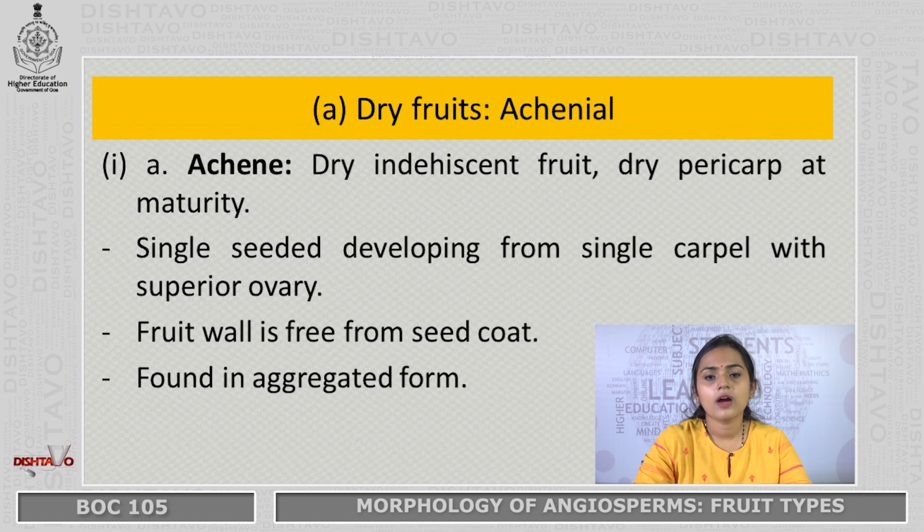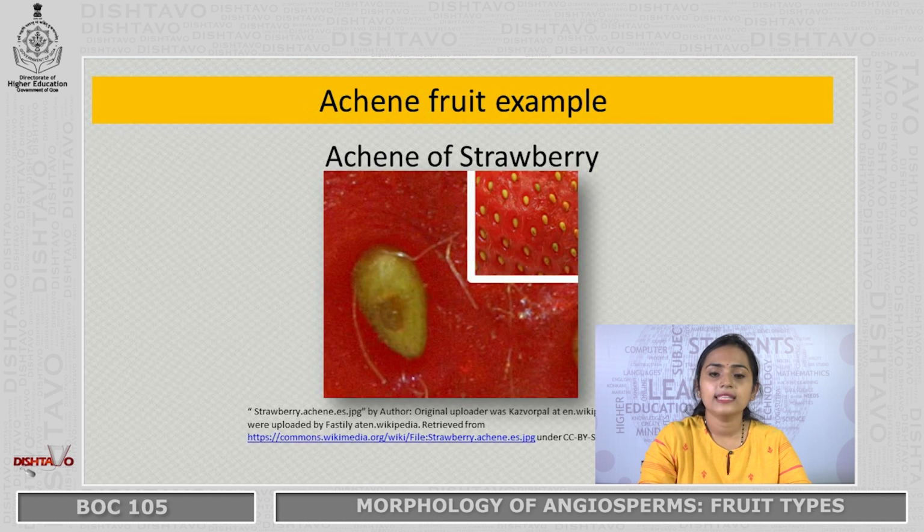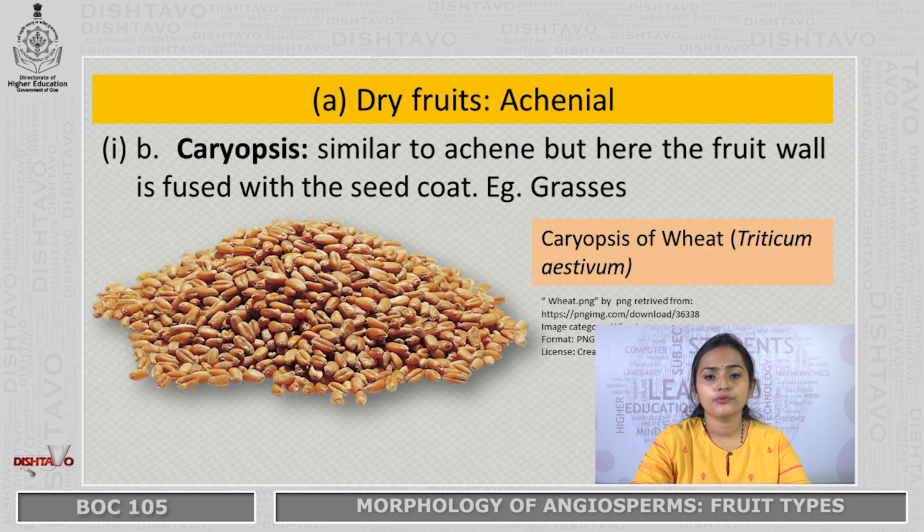The first type under dry achenial fruit is achene. Now achene is a dry indehiscent fruit which has a dry pericarp at maturity. It is single seeded and develops from a monocarpellary pistil with superior ovary. The fruit wall here is free from the seed coat and also it is found in aggregated form. The example here is achene of strawberry. It also comes under aggregated form.